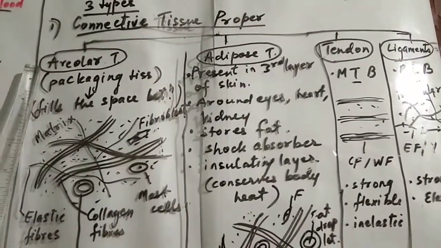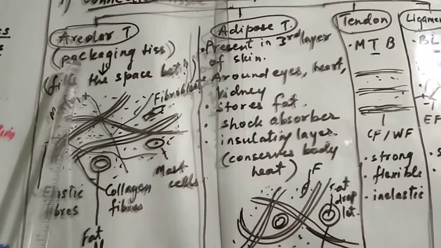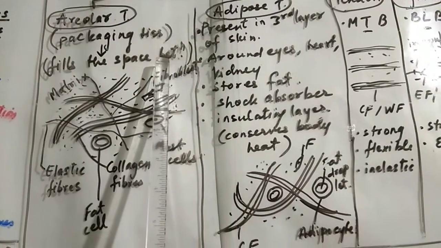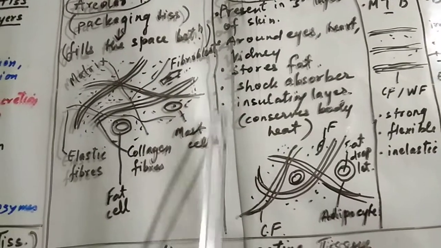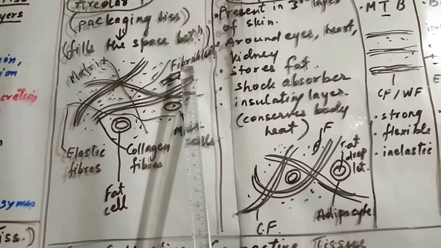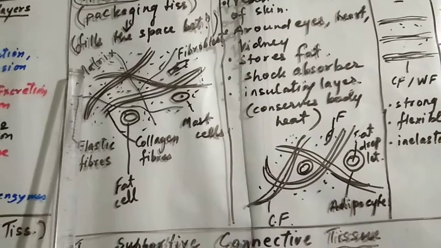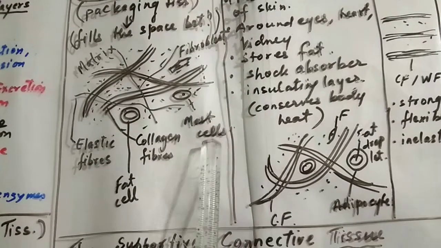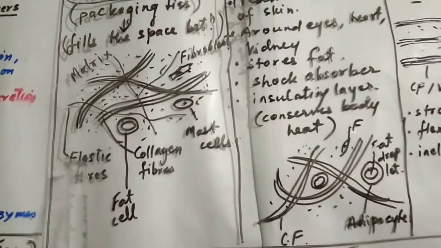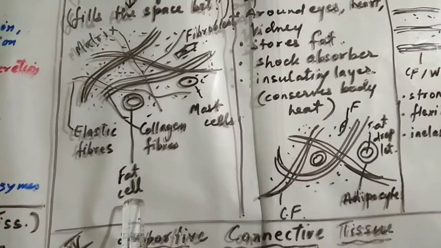The first is called areolar connective tissue. Areolar means it is used as a packaging tissue. It fills the space between the organs. The structure may be asked in the exam, so you should know the labelings. Generally, it consists of fibroblast cells. Then the fluid which is present is called matrix. They have mast cells. These structures are called collagen fibers. The thick ones and the thin ones are called elastin fibers. And some fat cells are also present.